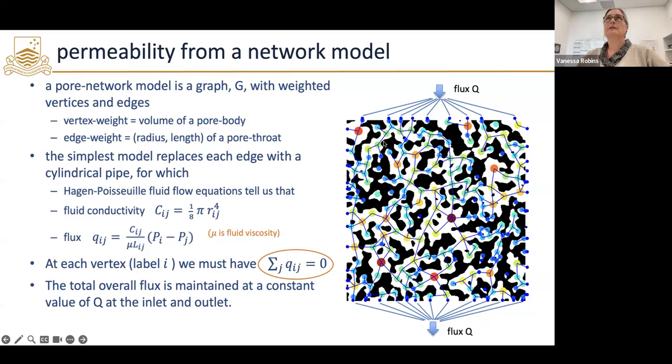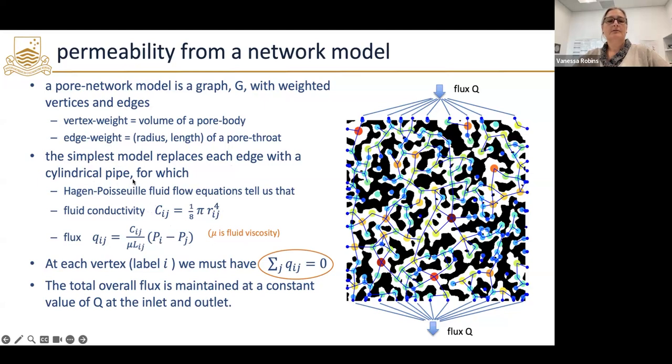So if you think back to the sine distance function that we calculated, the pores are basically at the local minima in that distance function, and the edges are going to be associated with the index 1 saddle points. Okay, so the radius is the value of that index 1 saddle point, and the length is just going to be the distance. We're just going to take a straight edge distance between the two local minima that it joins. Okay, and then we model the fluid flow by replacing each edge with a cylindrical pipe.